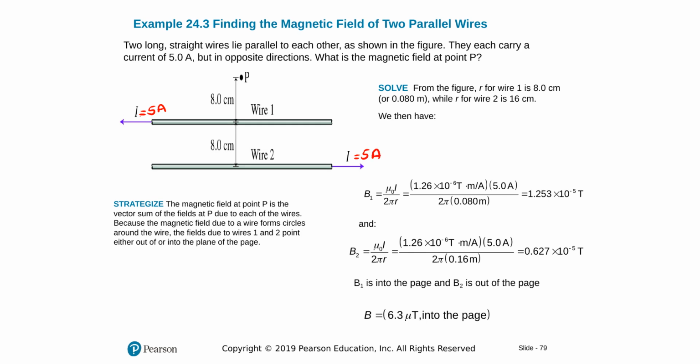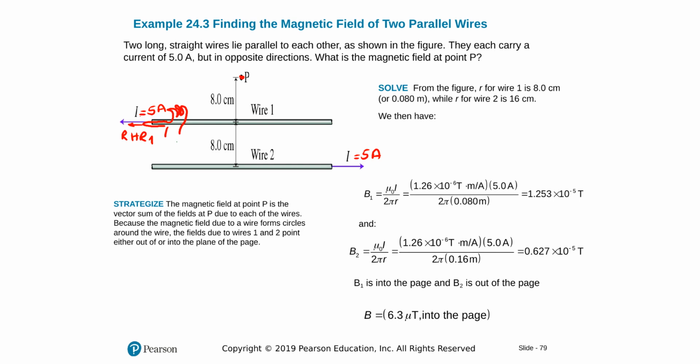But in opposite direction. What is the magnetic field at point P? First thing to do is to find the directions. I'm going to grab my wires in a fashion that my thumb shows the direction of the current. Right hand rule 1. Then my fingers will be curling in this fashion if I am holding the first wire here.